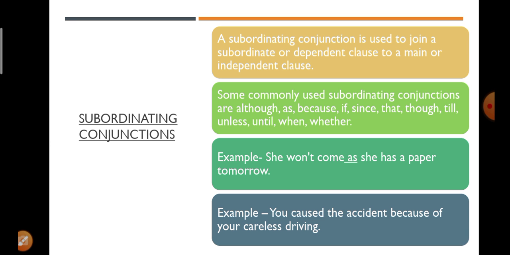Whereas because of your careless driving, what does this mean? This will not exist alone. So that is why we are joining both of the sentences with the word because, and because is a subordinating conjunction over here. So overall, the subordinating conjunctions will be joining independent clauses to the dependent clauses.